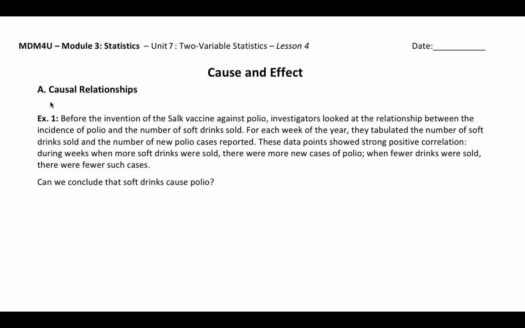And here, this is basically against the vaccine that was developed to fight polio. Investigators in this study looked at the relationship between the incidence of polio and the number of soft drinks that were sold. For each week of the year, they tabulated the number of soft drinks that were sold and the number of new polio cases that were reported. And these data points showed a very strong positive correlation. So during the weeks when more soft drinks were sold, there were more new cases of polio. When fewer drinks were sold, we had fewer cases of polio.